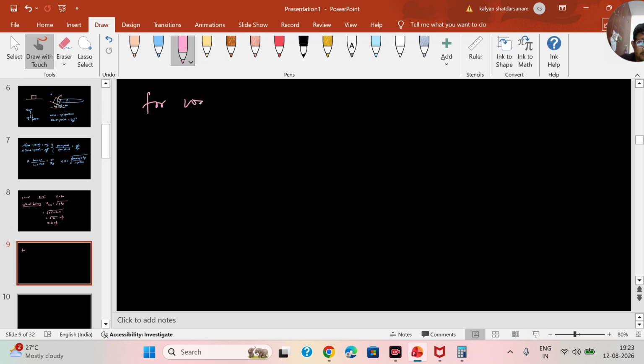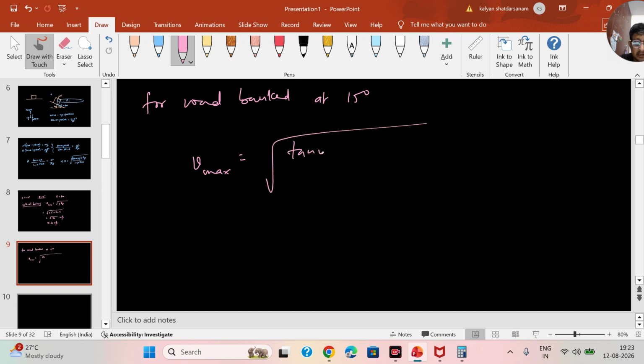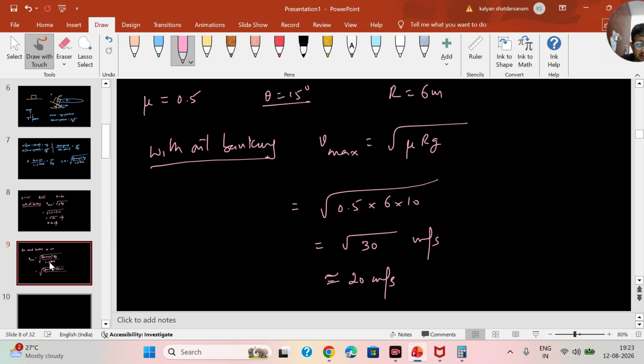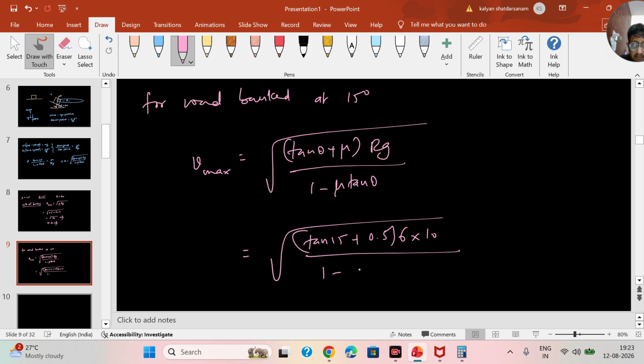For road banked at 15 degrees, so what is Vmax? Root tan theta plus mu into Rg by 1 minus mu tan theta. This is the maximum speed. Tan 15 plus mu is 0.5. R we took 6 meters, G is 10, let us say. Previously also I took G as 10. 1 minus mu 0.5 into tan 15. So let me check what this value comes to.